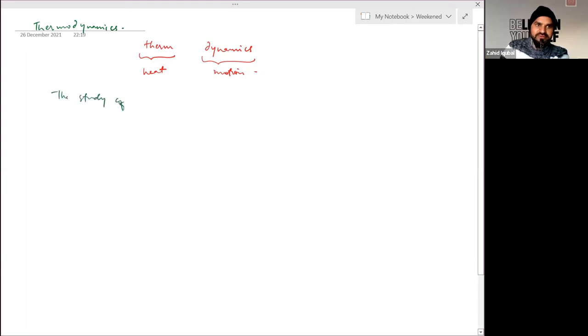the study of flow of heat and its conversion into other form of energy.